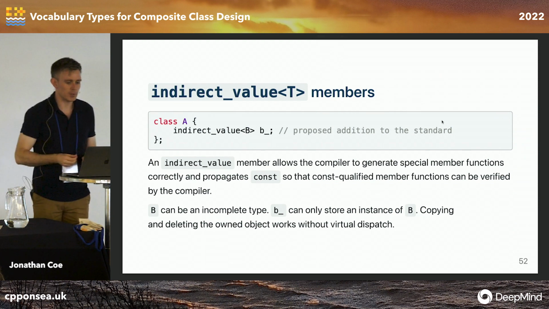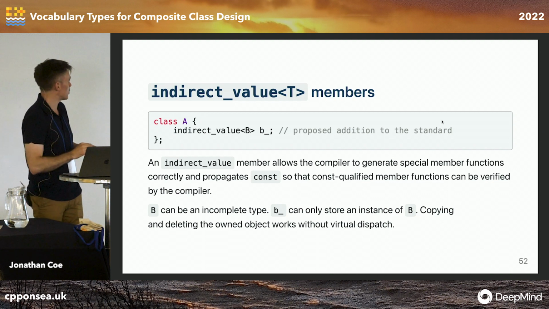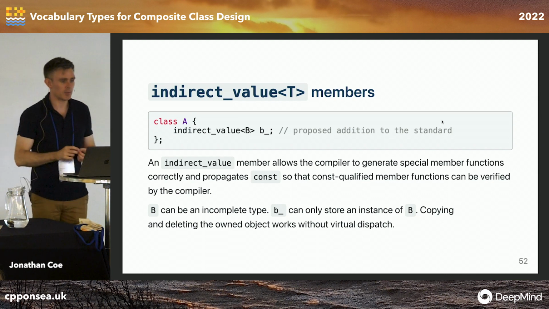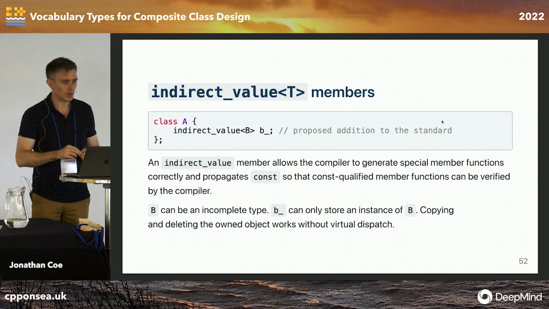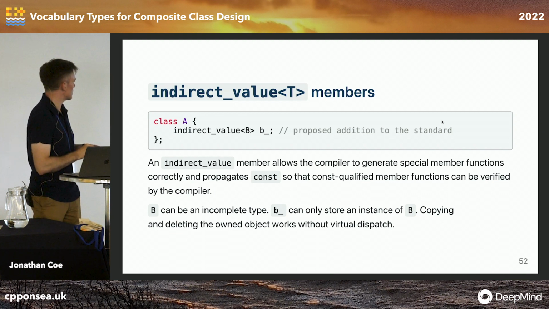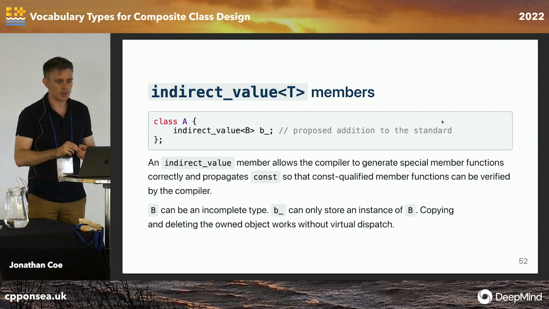Okay, so I promised 2 additions. The second one is indirect value. Indirect value, very much like polymorphic value, is a class template. And again, we'll let the compiler generate special member functions correctly, and it will propagate const. So it's a value. It's not a value which is stored in your class, though. It's stored somewhere else, hence the name indirect value. The B used in indirect value can be an incomplete type, but we now have a restriction that the object stored can only be an instance of B. So copying and deleting the object will work without virtual dispatch.